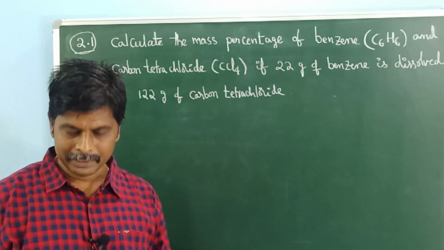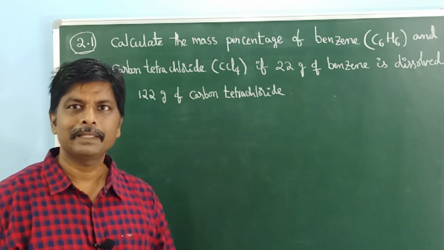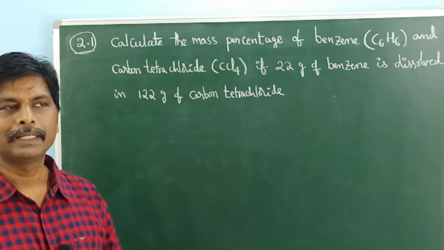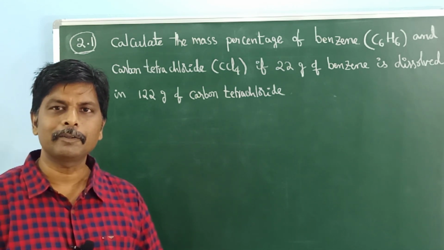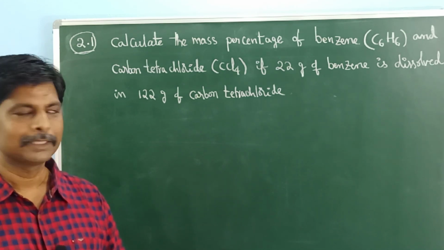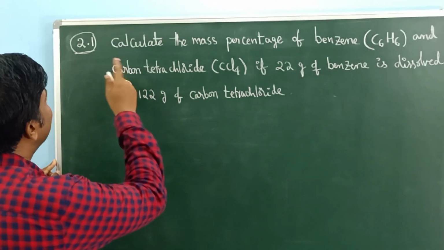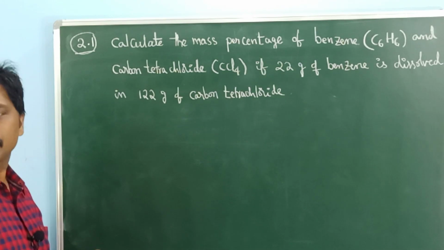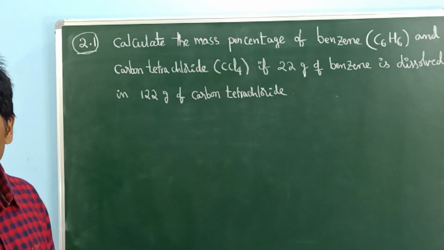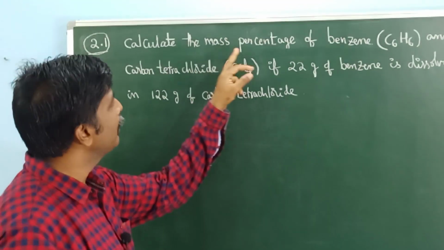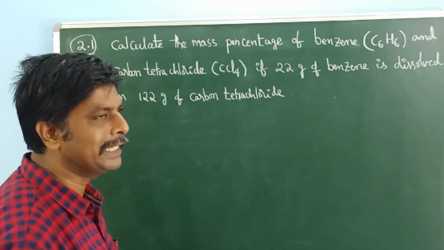Students, in this class I will explain the numericals from the solutions chapter. These numericals are related to concentration terms. This is part 3. It is an in-text question in our textbook, that is 2.1. In-text question 2.1: Calculate the mass percentage of benzene.